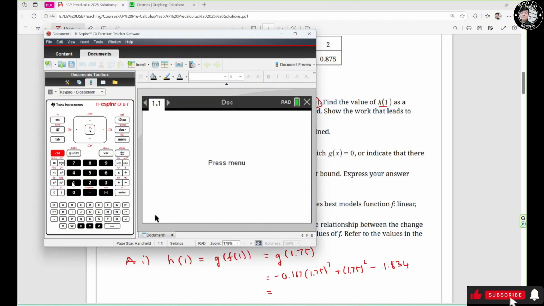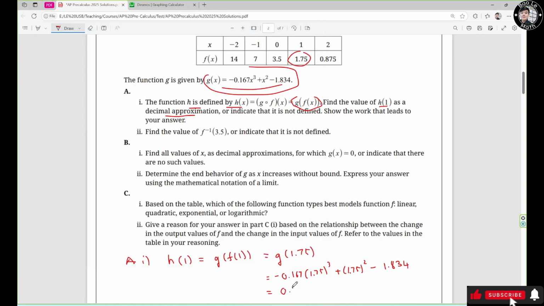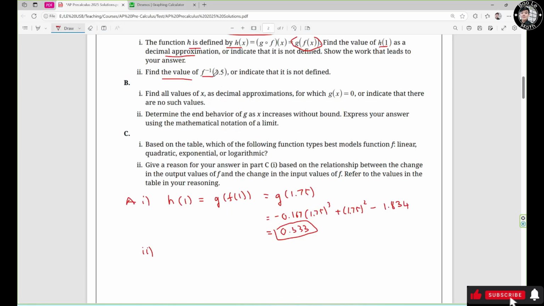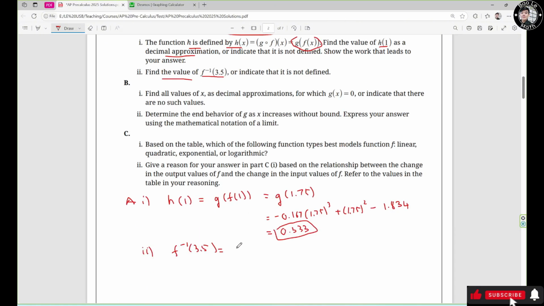We hit Control I, add calculator. Find the value of f inverse of 3.5, right? So we have f inverse of 3.5 equals 0, right? Since f of 0 equals 3.5, right? Now question B.